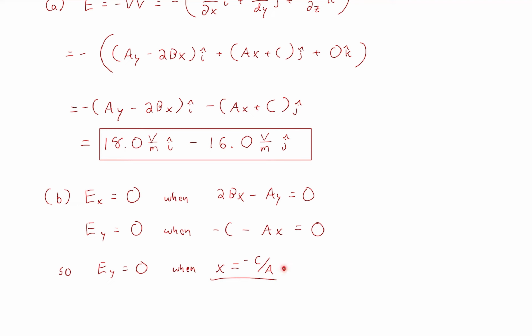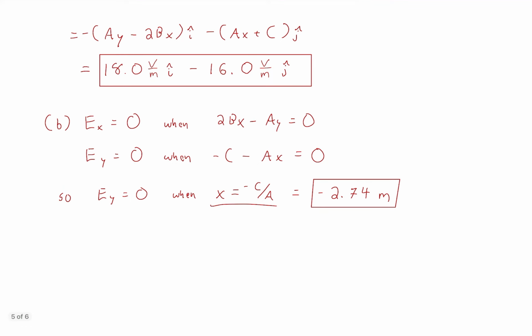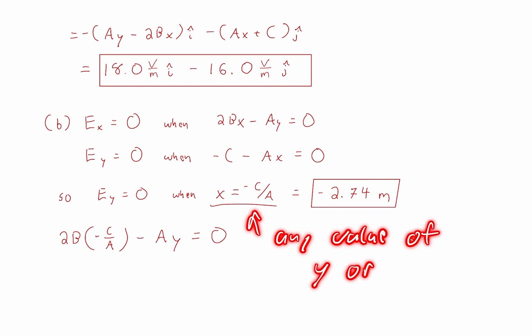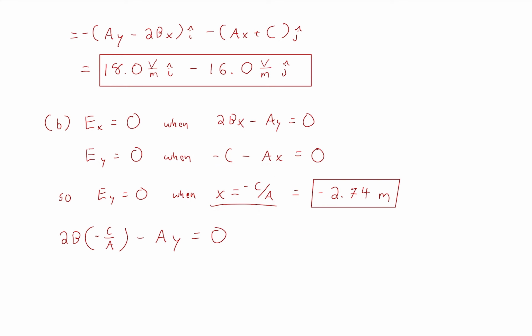And then I can take that value of x and plug it back in over here, and that's negative 2.74 meters. And if I plug that value of x back into the expression when x is equal to 0, then I can find a point where both components are equal to 0. See? Because we know that this is a line, right? It's a line. This is for any value of y, or z, because it's only determining x, right? In other words, it's a line through three-dimensional space where x is held at some constant value, right? And we know exactly what that value is because we know what c and a are, okay?